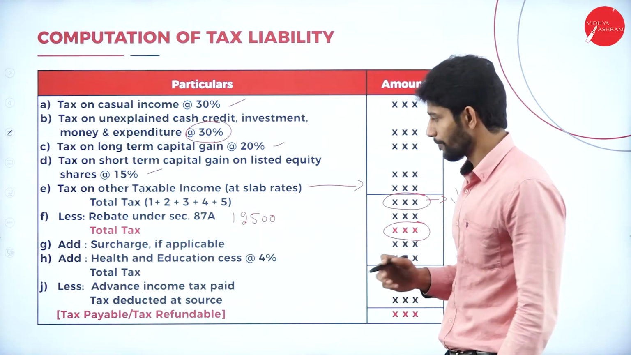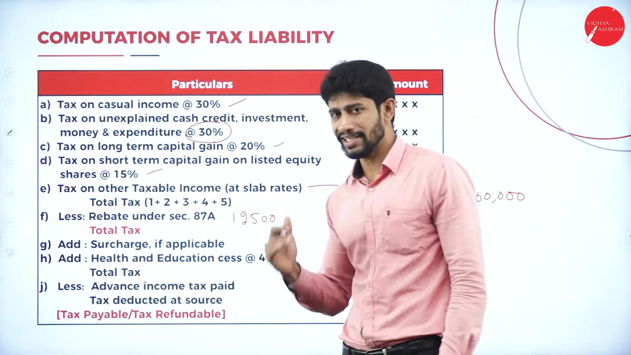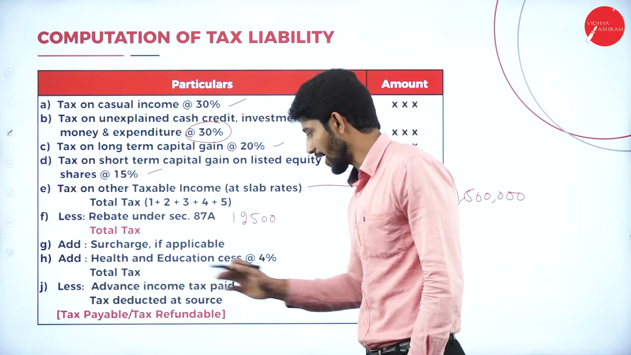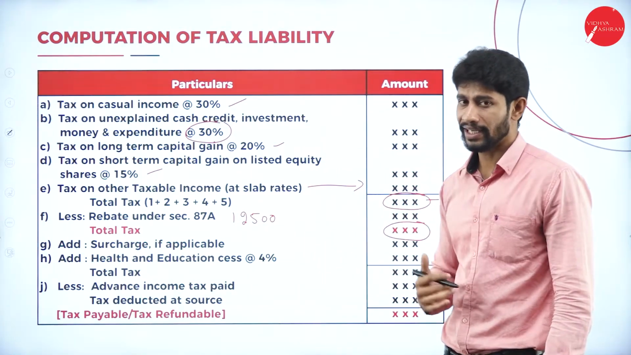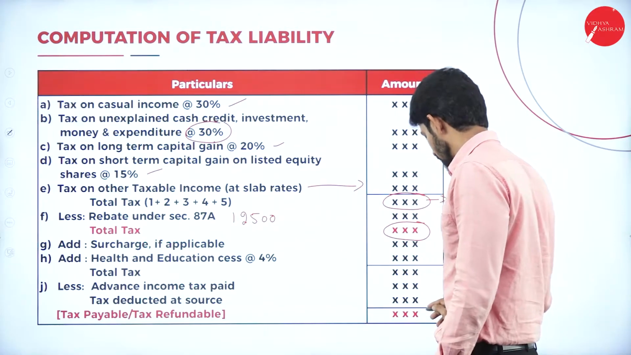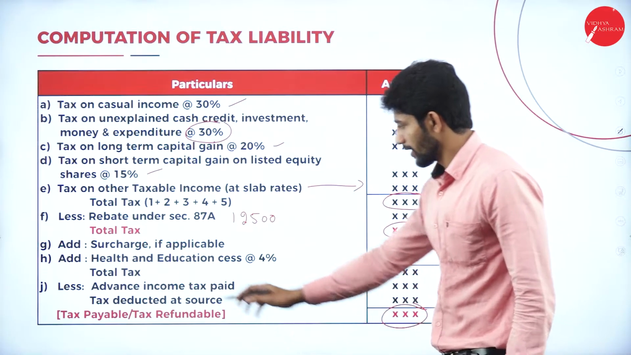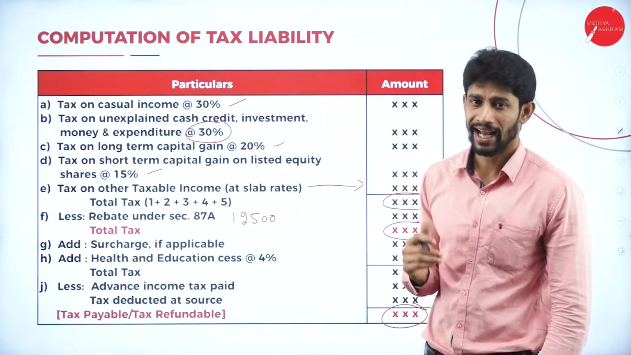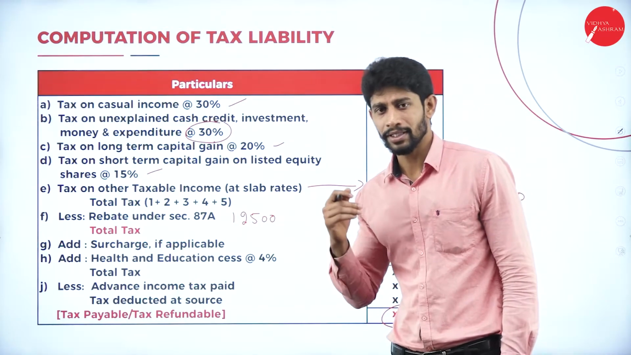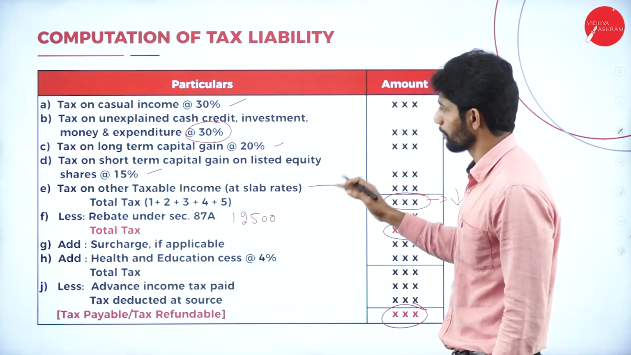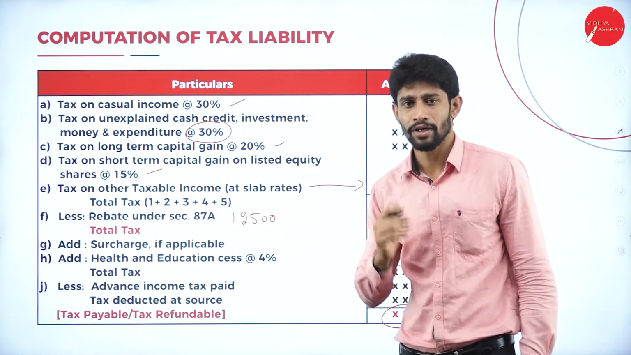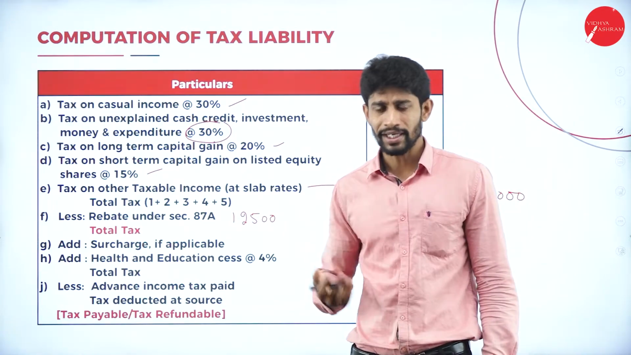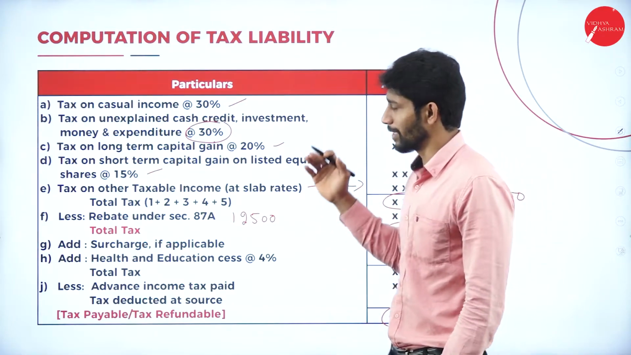From total tax, if any advance income tax is paid, deduct it, or if any tax is deducted at source, then deduct it. So then you will get some balance. This balance is called tax payable or tax refundable by the authority. So this is how we are going to compute the tax liability of an individual. It is very easy to find out the tax payable by an individual.